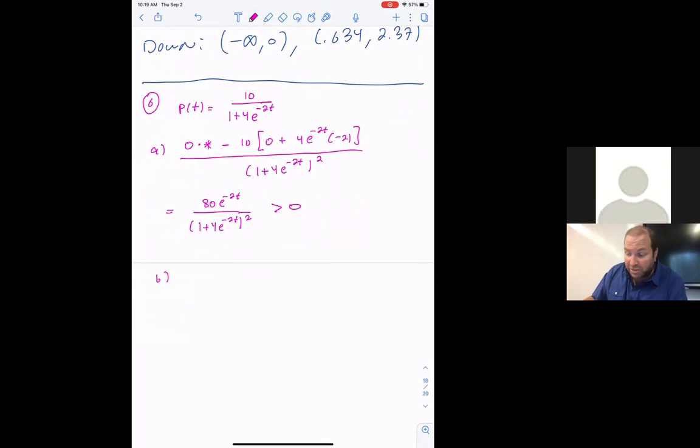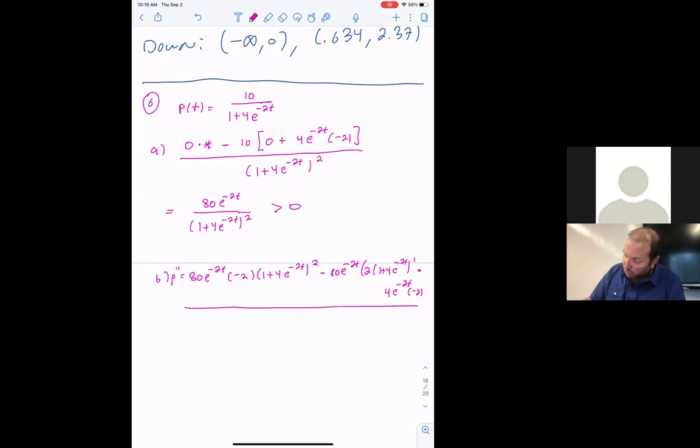B, find an expression for P double prime of t. Great. So the derivative of the top is 80 e to the negative 2t times negative 2, times the bottom, which is 1 plus 4e to the negative 2t squared. This is P double prime. Minus the top, 80 e to the negative 2t, times the derivative of the bottom, which is 2 times 1 plus 4e to the negative 2t to the 1, times the derivative of 1 plus 4e to the negative 2t, which is 4e to the negative 2t times negative 2. All over the bottom squared, which is 1 plus 4e to the negative 2t squared squared, to the fourth.